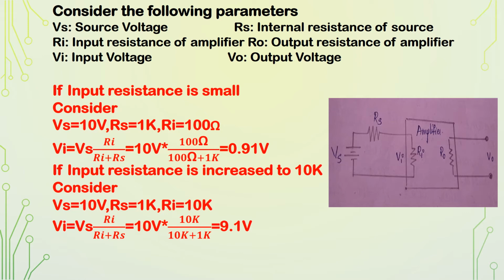That is, if the source voltage is some 10 volt, we are getting approximately 9.1 volt as input voltage to the amplifier. Okay, that means the voltage increased to 9.1 volt from 0.91 volt when the input resistance of the amplifier increased from 100 ohm to 10 kilo ohm. This means that in order to avoid the loading effect, the input resistance of a circuit should be much greater than the source resistance. Okay, so that is the loading effect. So in order to avoid this loading effect, we have to increase the value of input resistance.